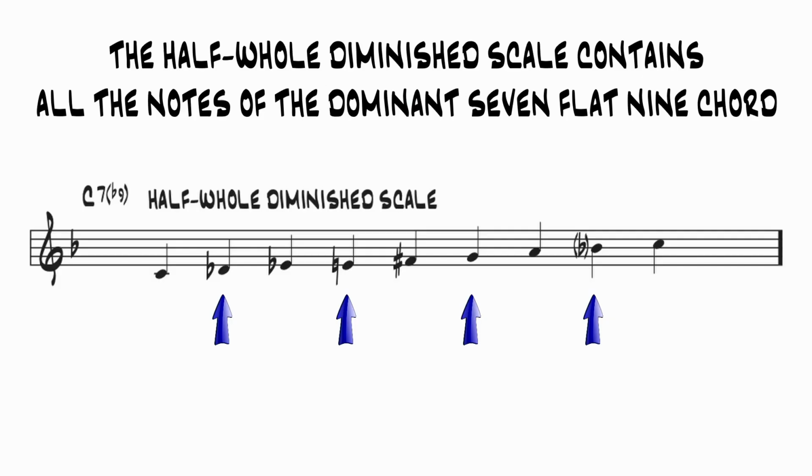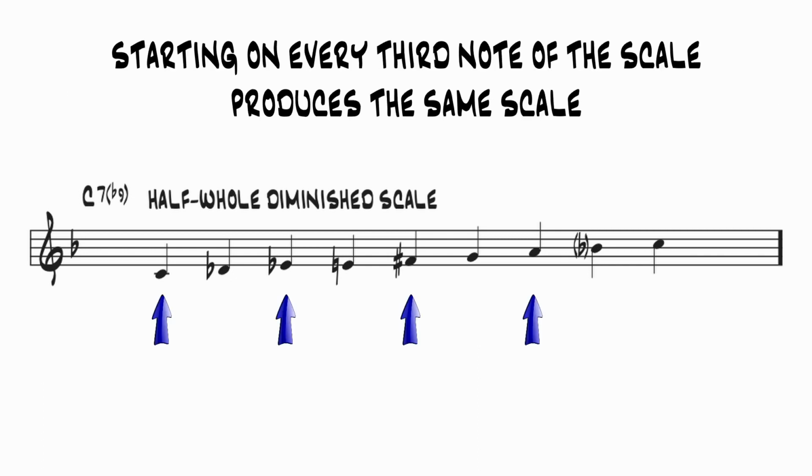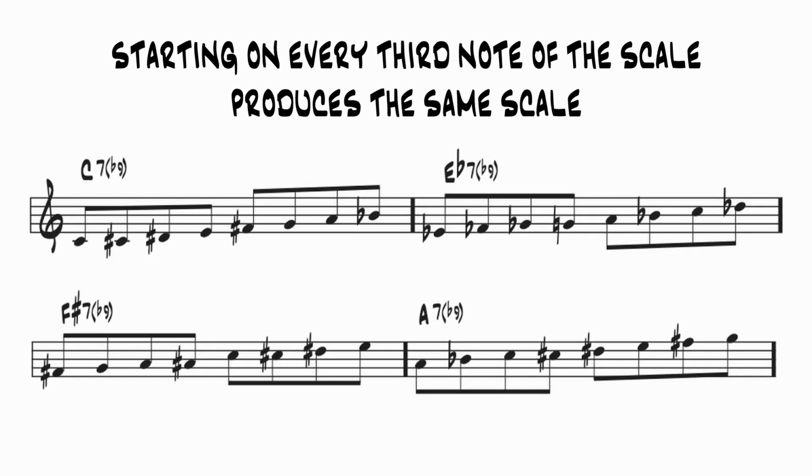So now we have 4 dominant 7 chords associated with 4 disparate keys that are essentially the same except for the roots. And if we look at the scales, even that difference vanishes. The scale that's most often used on a dominant 7 flat 9 chord is a half-whole diminished, because that scale contains all the notes of the chord. Because the scale is symmetrical, alternating half steps and whole steps, starting on every 3rd note produces the same scale. So the roots of the 4 dominant chords, C, E flat, F sharp, and A, all generate the same half-whole diminished scale.